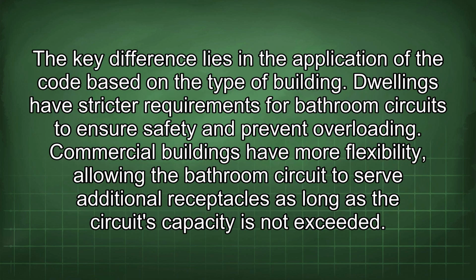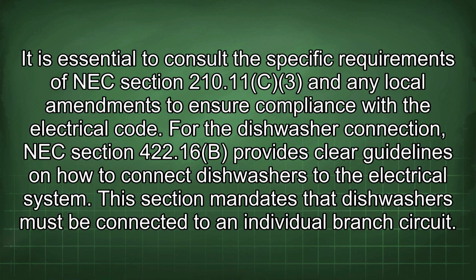The key difference lies in the application of the code based on the type of building. Dwellings have stricter requirements for bathroom circuits to ensure safety and prevent overloading. Commercial buildings have more flexibility, allowing the bathroom circuit to serve additional receptacles as long as the circuit's capacity is not exceeded. It is essential to consult the specific requirements of NEC section 210.11c3 and any local amendments to ensure compliance with the electrical code.